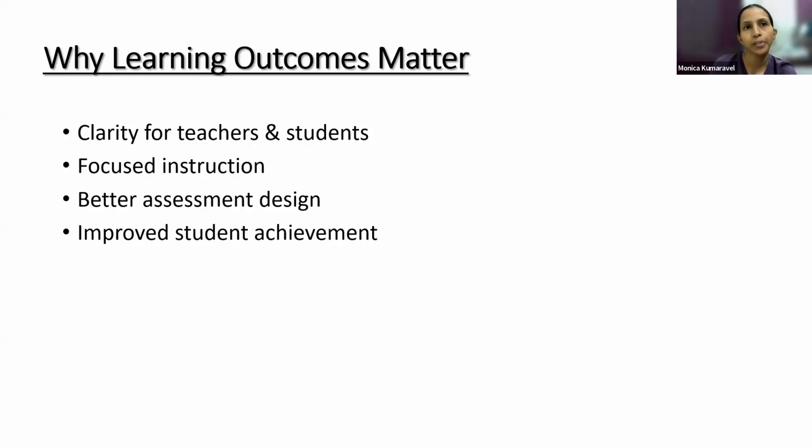For example, instead of saying today I will teach photosynthesis, we can say students will be able to explain photosynthesis using a diagram. Here, the student will learn the diagram, and the student will also explain photosynthesis using a diagram, right? So that clarity changes everything. Our learning outcome should be specific, measurable, and should have very good clarity.